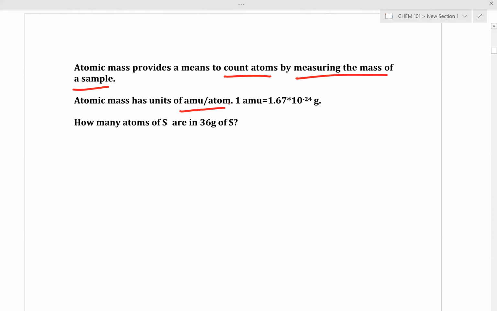Okay, so in this question, we're asked how many atoms of sulfur are in 36 grams of sulfur. So how can we use the atomic mass to answer this question? We're starting off with units of grams of sulfur, okay? And what is my end goal? What final units do I want to report? Atoms, okay? Just like unit conversions in the previous chapter, we write out our starting units and our ending units.